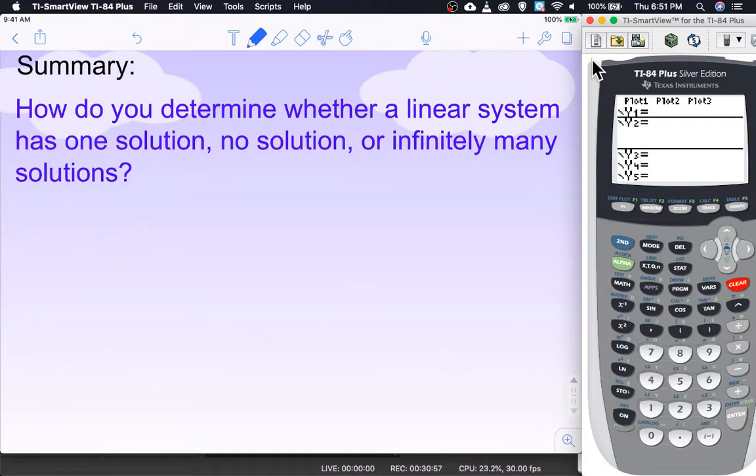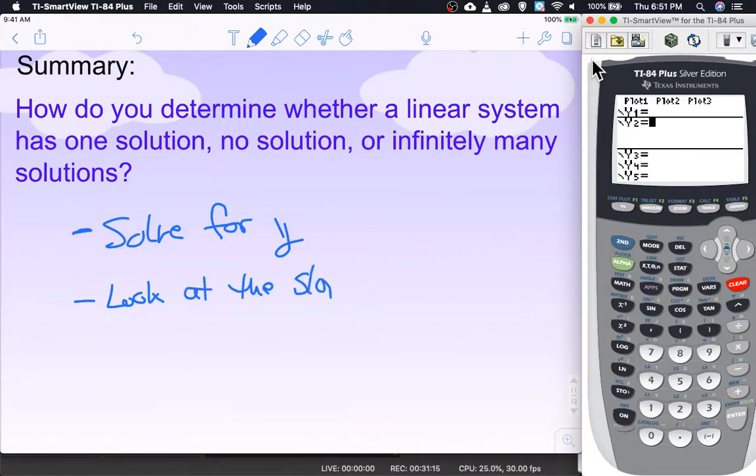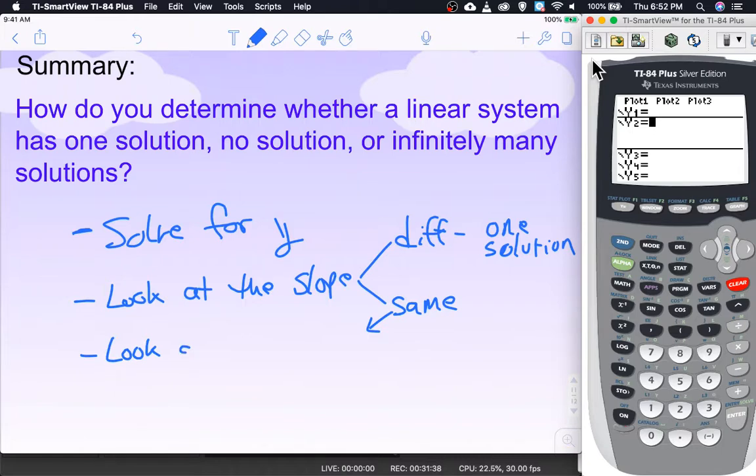All right, so the things you should look at. First, you solve for y. You make your equations y equals. That way, you can do your next step, which is you look at the slope. If the slope is different, then you know you have one solution. If the slope is the same, then you have to go a little bit farther. Then you do your last step, which is you look at your y-intercept.